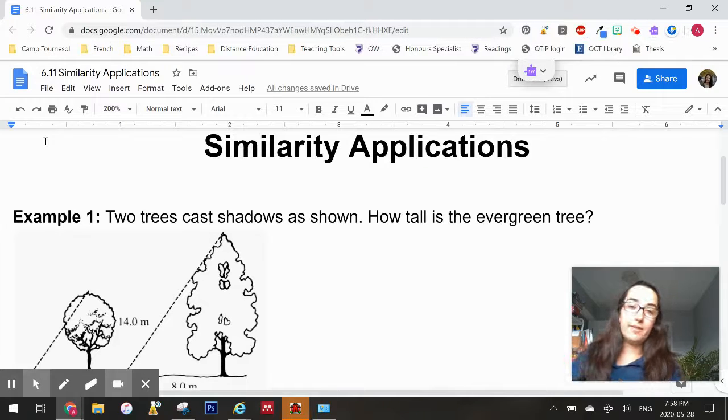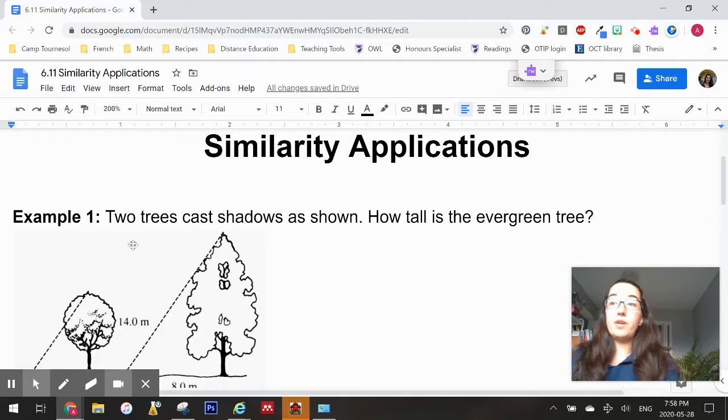Hey everyone, in today's video we're going to talk briefly about some applications of similar triangles. Recall that similar triangles are very useful when you know information about one triangle. You know that there's a second triangle that is similar to it, which means that the three angles are the same, and you're looking for a piece of information about that second triangle.